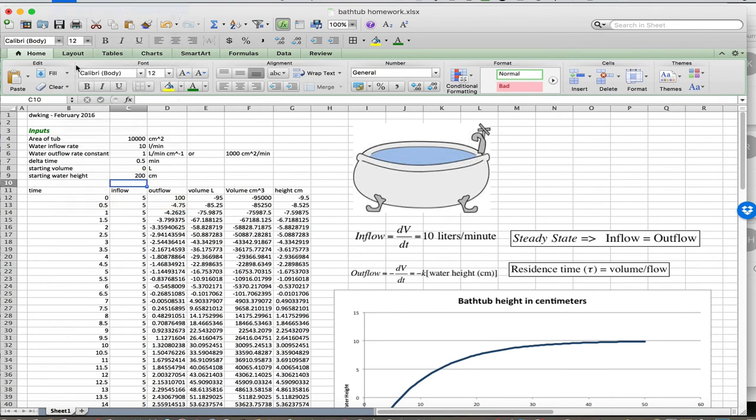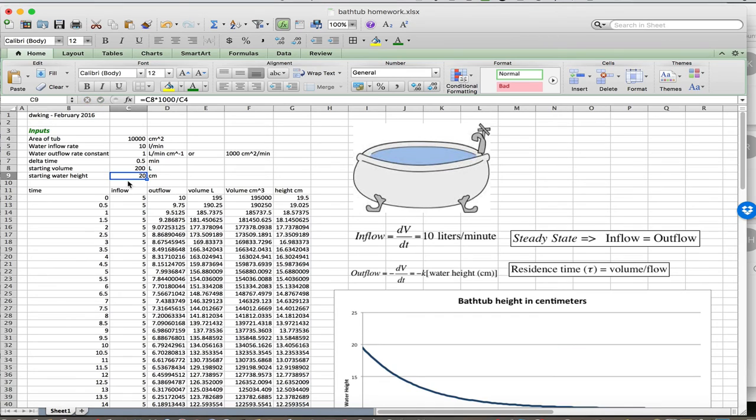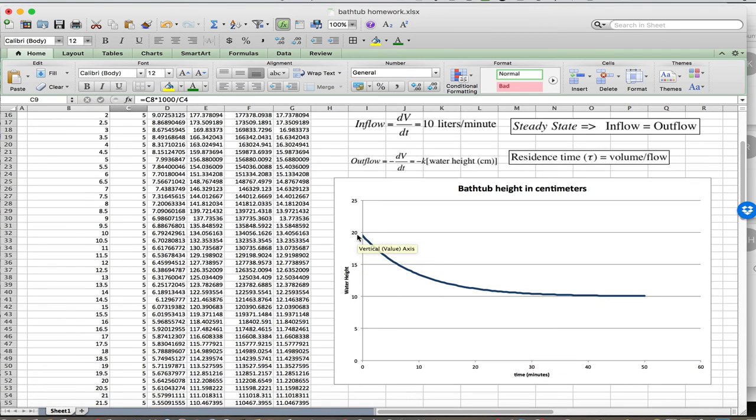Edit, undo. Let's put it in the right place. So I typed in the wrong place. I did edit, undo. And now, notice it started high and came down to the steady state condition. In this case, it decreased in height because I started high, and I'm still reaching this steady state condition.